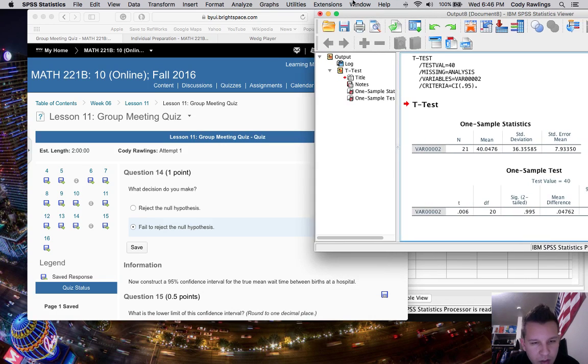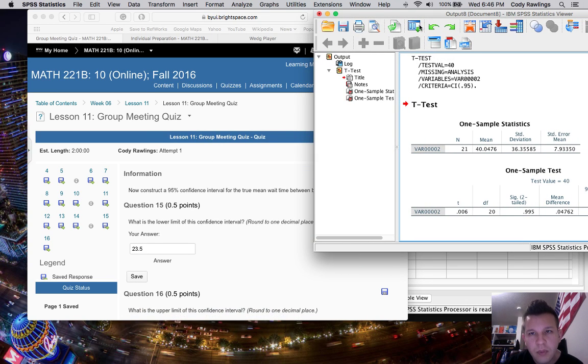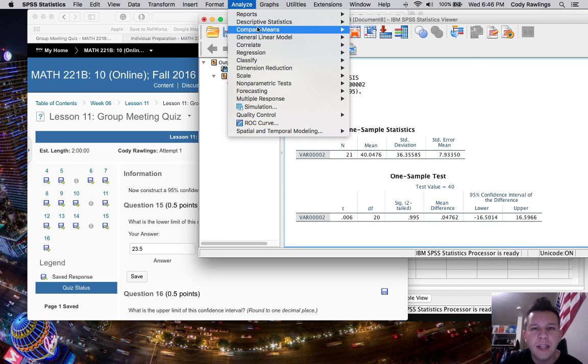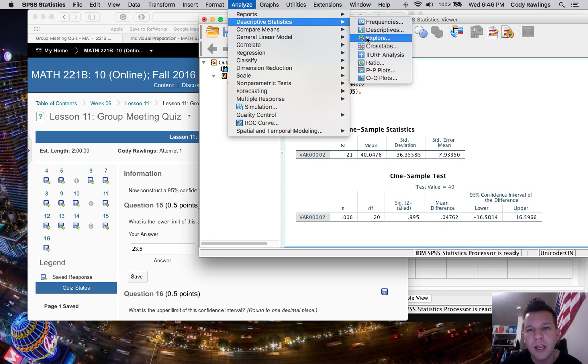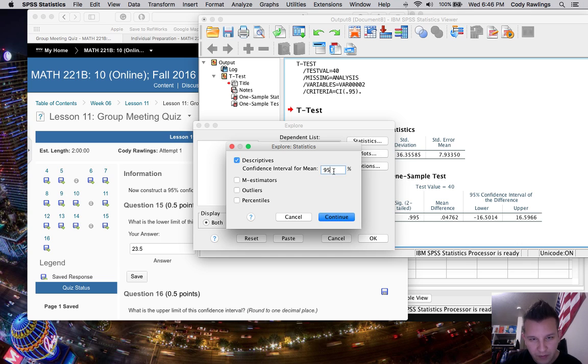And then, while you still have that up, do you know what the upper and lower limits are? I just go to analyze, descriptive, explore, right? Yeah, make sure you change it to a 95% confidence interval. Okay, 95%. Do we need percentiles? No. Okay.